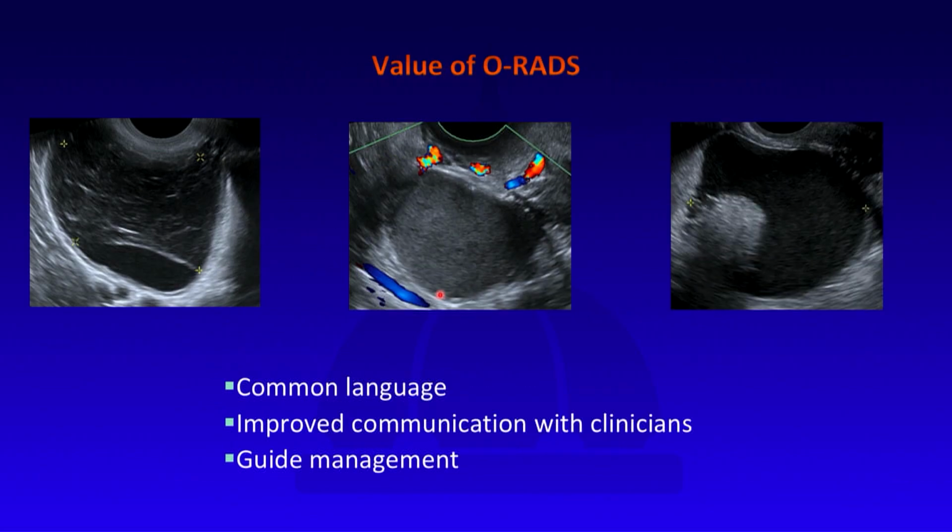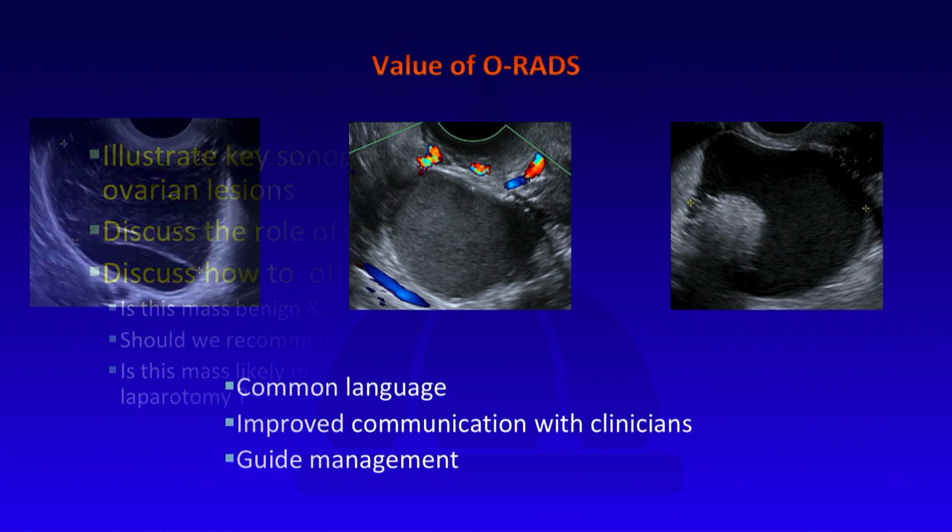So I'm going to talk about O-RADS because one of the important things it has achieved is to promote the use of a common language that helps improve communication with clinicians. These are 3 different masses, 3 different diagnoses, and you do not want to say heterogeneous ovarian mass. You really want to describe them with precision so that you come up with a diagnosis. And of course, it's also helpful in guiding management. What's the next step in these patients?